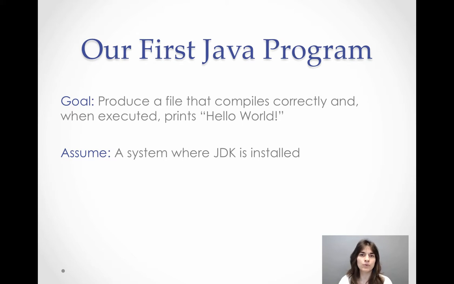Now, if you are using, for example, a university lab machine, the JDK will most likely be already installed for you, so you don't have to do anything. But if you want to be able to develop programs on your own home machine, a laptop or a desktop, and you want to be able also to execute them, then you need to install the JDK on your own machine. And how would you do that? It is not very complicated.